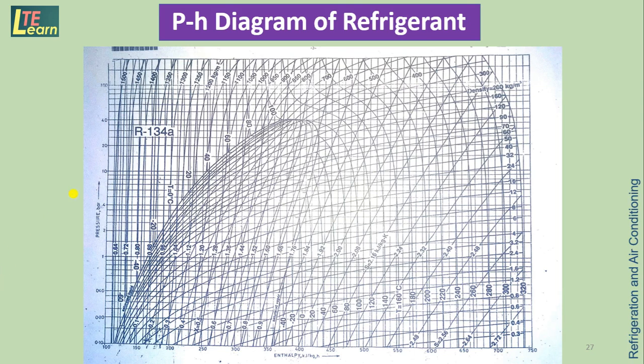So about this chart, we can see different types of lines here. This is called the saturated curve of the refrigerant. This left side line is called the saturated liquid line. It means all the points on this line have pure liquid refrigerant, 100% liquid. This right side line is called the saturated vapor line, meaning points lying on this line will have 100% vapor, pure vapor.